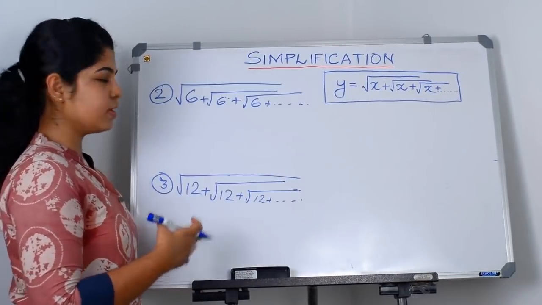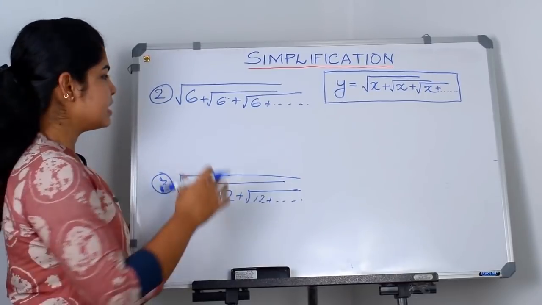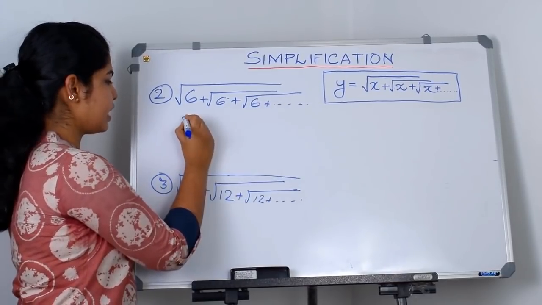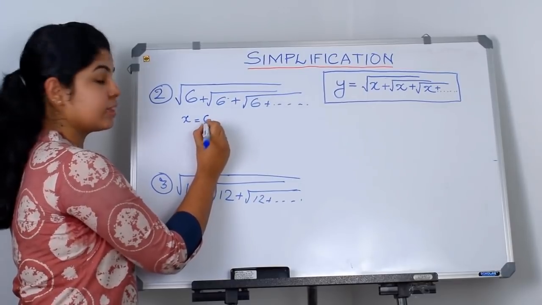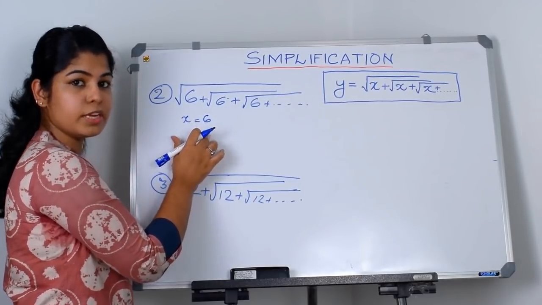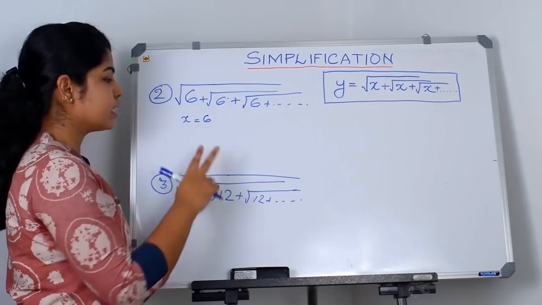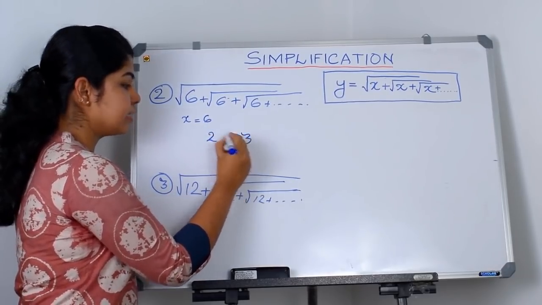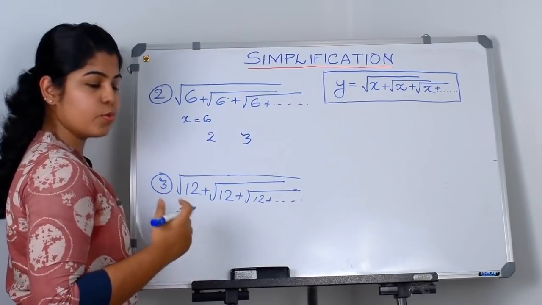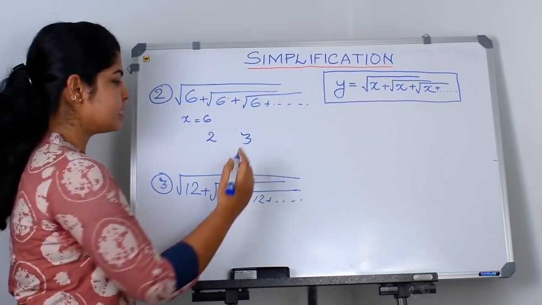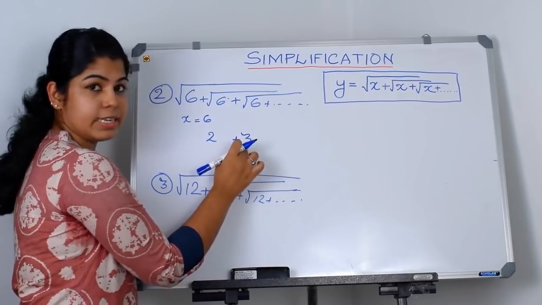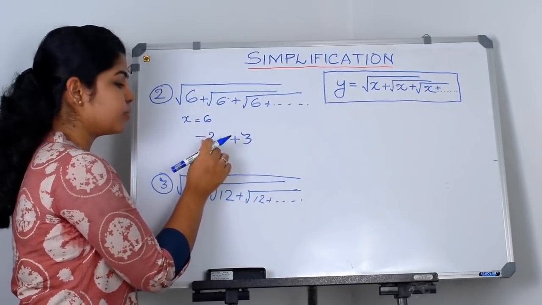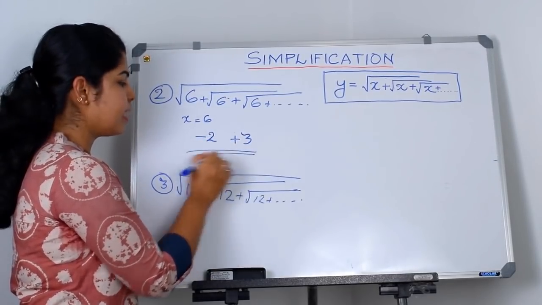Now let us solve these questions with the shortcut method. See here, what is the value of x? 6. So we have to find two consecutive numbers which give the product as 6, and we know that 2 and 3 are those numbers. Next, just put a positive sign for the greater number and a negative sign to the smaller number, and this will be the answer.